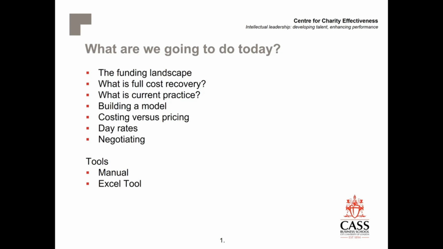And then finally, if you want more help and assistance, or equally if you just want to pick up a document you can read, we've got a toolkit online. I've called it a manual here, and we've also got Excel tools that you can download from the website, which is www.city.ac.uk/CCE. That will come again at the very last slide so that you can pick it up there, but we have those tools available for you online.